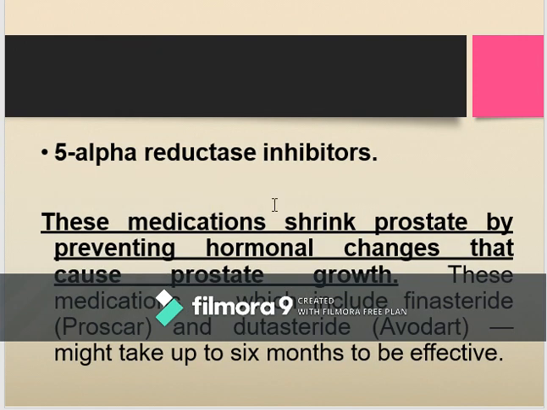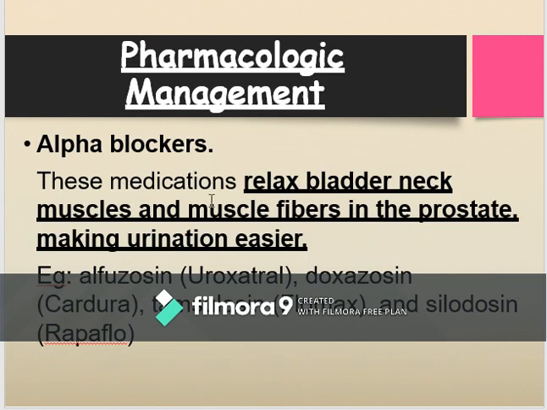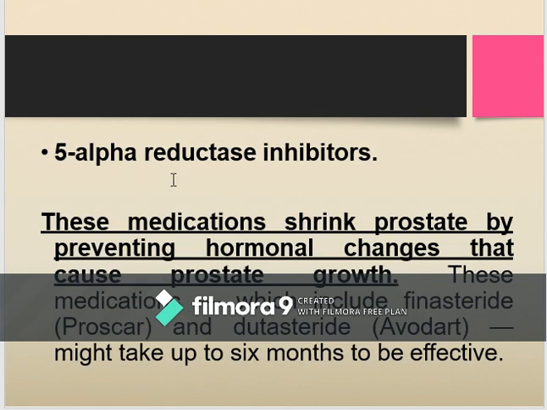The next group of drugs that can be used to relieve the symptoms of benign prostatic hyperplasia is 5-alpha reductase inhibitors. While alpha blockers treat the symptom of difficulty in passing urine, here the 5-alpha reductase inhibitors shrink the prostate by preventing hormonal changes that cause prostate growth. So this inhibits the action of the hormones that increase the size of the prostate gland day by day. Once this drug starts, it causes shrinking of the prostate gland.